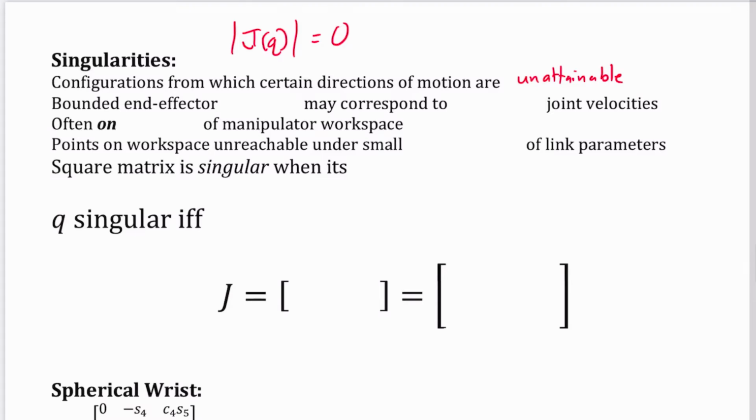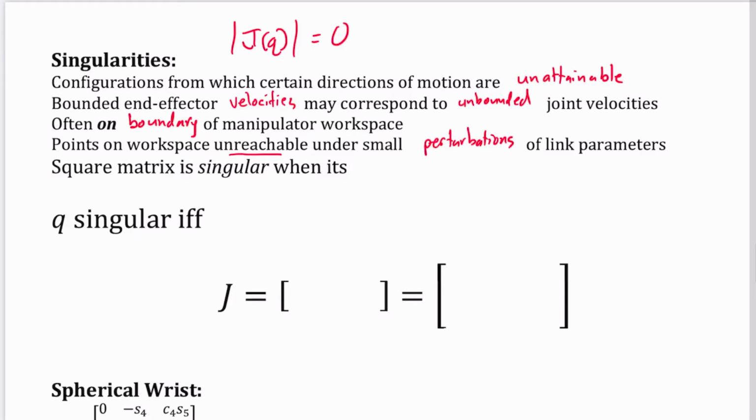Bounded end-effector velocities may correspond with unbounded joint velocities. In order to move in a certain direction, we have to move infinitely fast with the joints, which is impossible. These singularities are often on the boundary of our manipulator workspace, and they're points in the workspace that are unreachable under small perturbations of our link parameters.